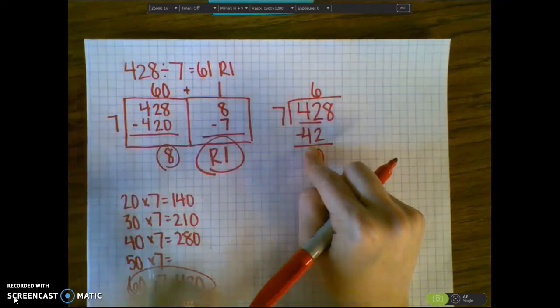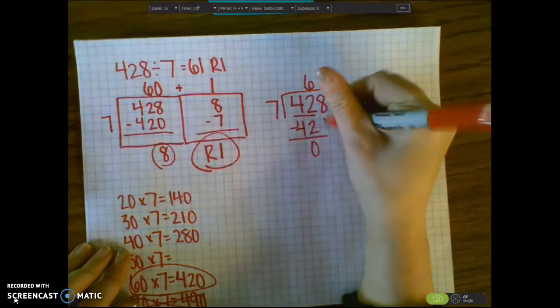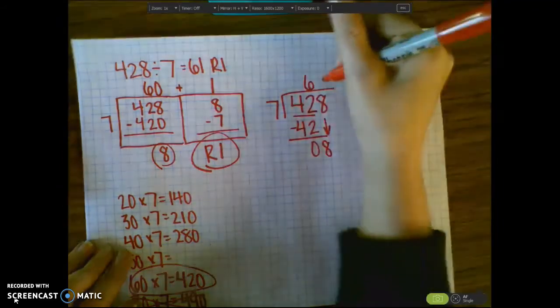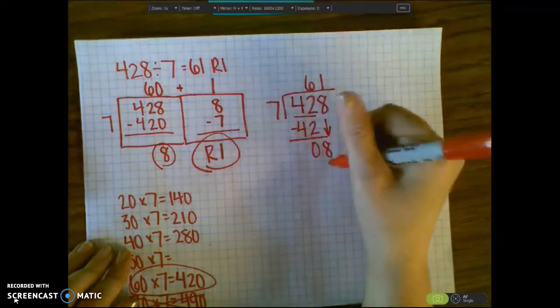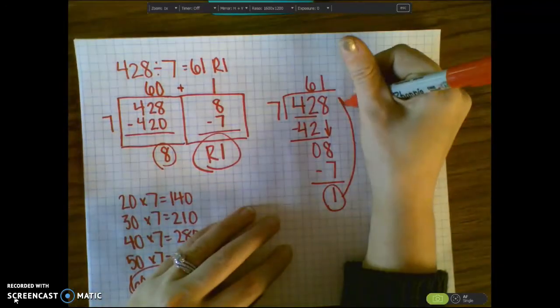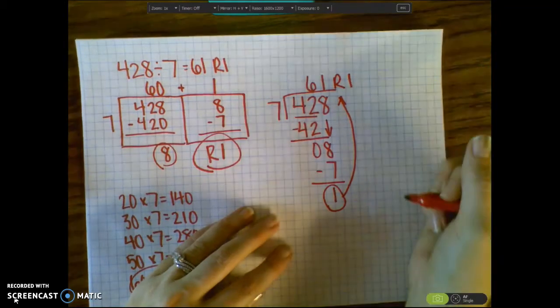61, the 6 is in the tens place. Then we bring down our 8, and we say 7 can go into 8 one time. One group of 7 is 7. You subtract and get your remainder of 1, which you bring back up to the top.